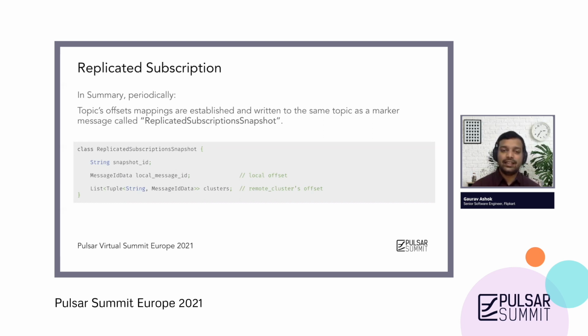But here, the snapshot object actually just has the mapping of the offsets. It contains the local message ID or offset and the corresponding offset in the replicating clusters, right? So this happens periodically. Snapshots will be established periodically and written back to the same topic. These snapshots are not replicated to the other clusters because they are not useful for the other clusters.